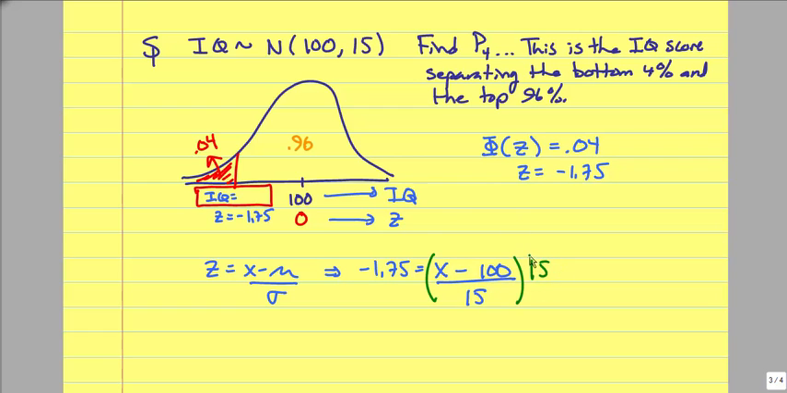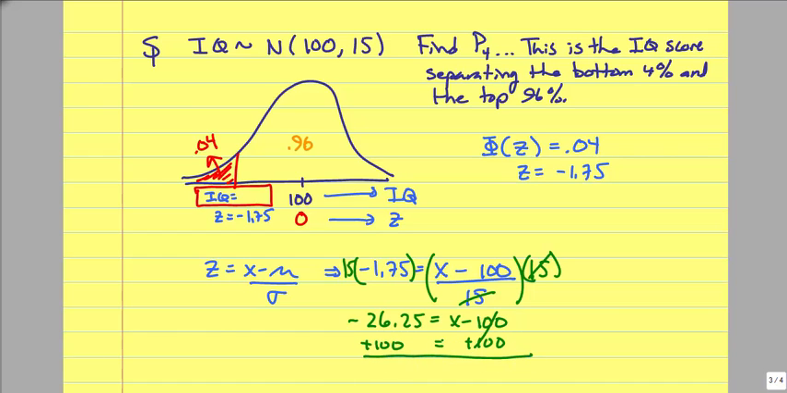We multiply both sides through by 15, so the 15s cancel. On the left-hand side, I'll have 15 times negative 1.75, so I get negative 26.25 equals x minus 100. Then I add 100 across to both sides. These cancel, so I'm going to have negative 26.25 plus 100. So I end up with 73.75 equals x, which is my IQ score that I'm looking for.